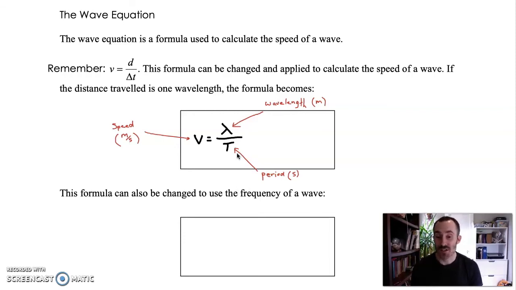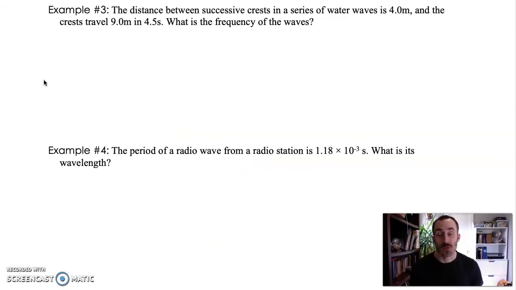We can also change this formula to switch out period for frequency. So if you remember, period is 1 over frequency. And so when we change out the period for 1 over frequency, we get V equals frequency times wavelength. If we put 1 over frequency over here, the wavelength divided by 1 divided by the frequency is equal to frequency times wavelength. That's called the wave equation. It relates speed to frequency, period, and wavelength.